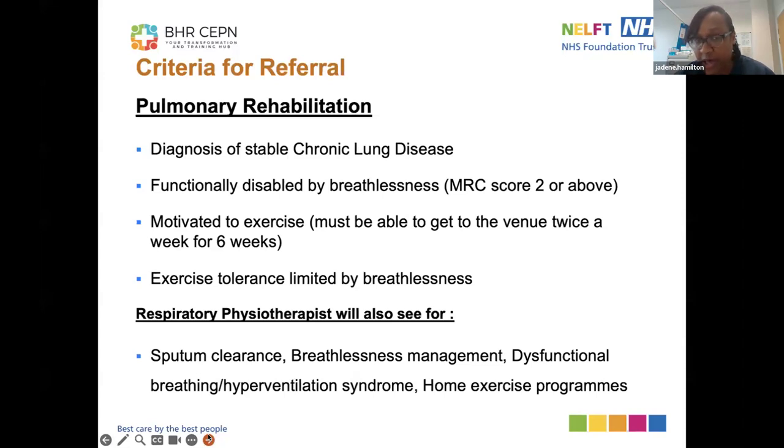If it's not for rehab, the physiotherapist will see the patients to help with sputum clearance and breathlessness management. So those patients, maybe bronchiectasis patients who have difficulty clearing, she will do one-on-one sputum clearance, breathlessness management, dysfunctional breathing, and sometimes we can arrange a home exercise program for those who cannot do the full 6 weeks of pulmonary rehab. Next slide.